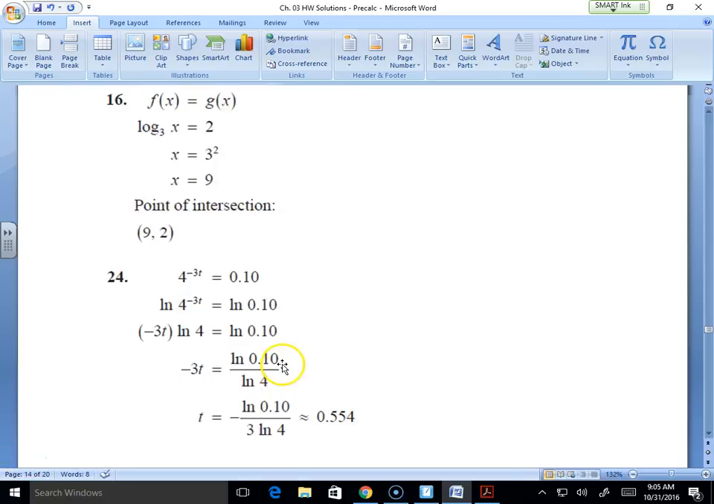Number 16. For the point of intersection, you want to set the two equal to each other. And when you set the two equal to each other and solve, you end up with x equals 9. You plug it back into the beginning to figure out the y value. So the y value is 2.